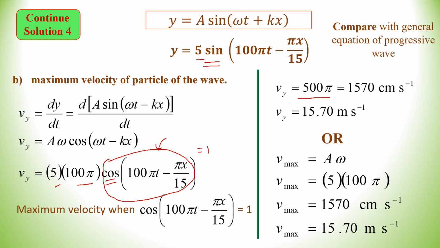Next, we change to SI unit and it equals 15.70. Or we can use the formula V max equals A omega. From this equation for y, the amplitude is 5, so we substitute amplitude with 5. Omega is 100 pi, so we substitute omega with 100 pi. We get the same answer as above, 15.70 meter per second.